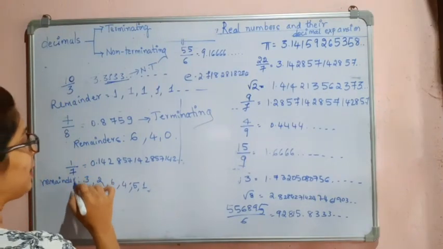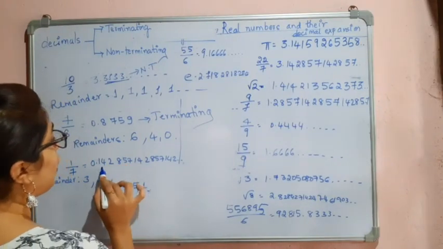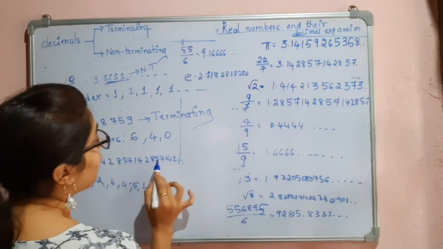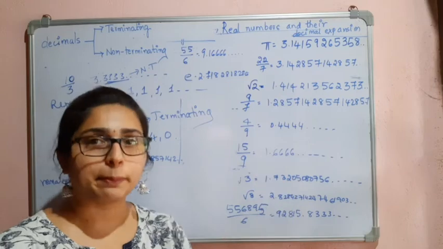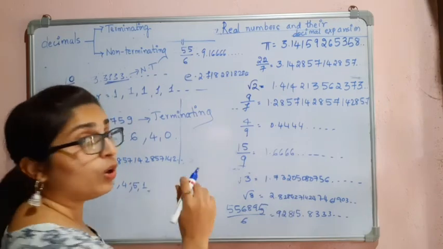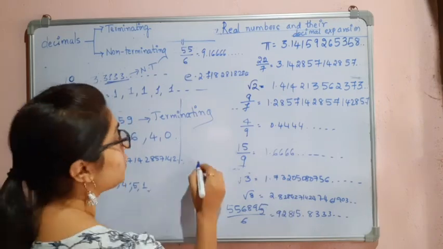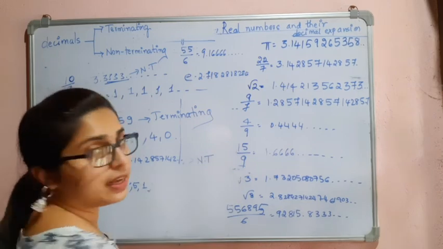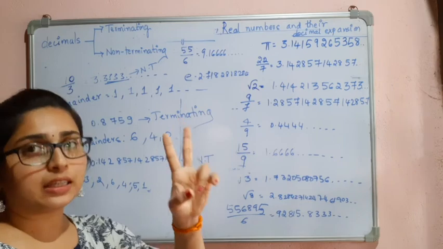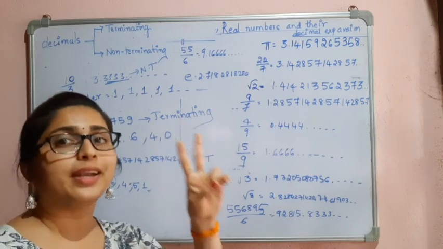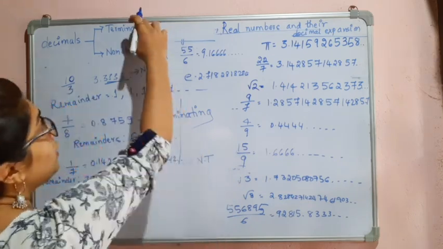Next we have 1 by 7. What happens is 142857, 142857, 142857. Again it is repeating. So this is also not terminating. So it is a non-terminating decimal. So in these three, only one is terminating, the other two are non-terminating decimals. So these are the two types.